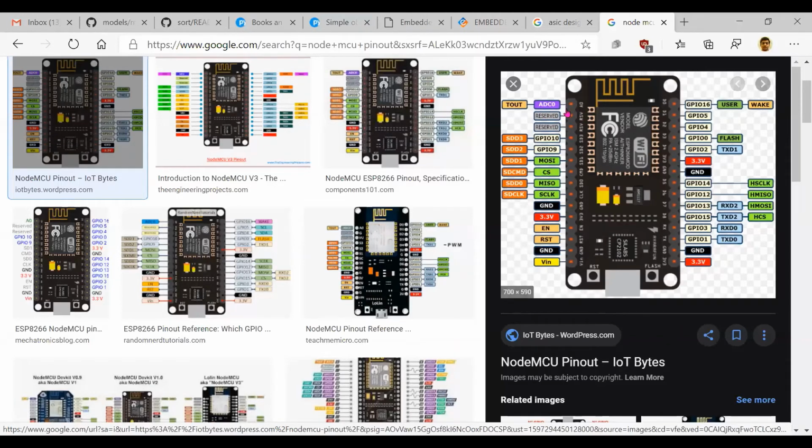Now, only one ADC pin means it can only accept one analog input and not more than one analog input, right? So if I'm talking about upgradability and I may need one more analog input in the future, I should be very careful selecting this device. Isn't it? Do you agree with me or not?